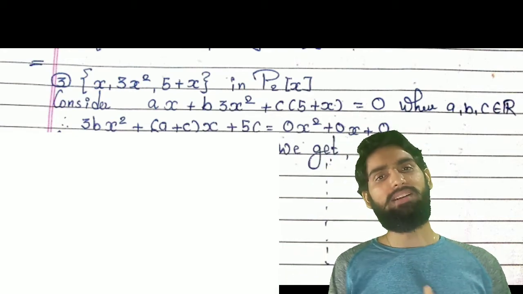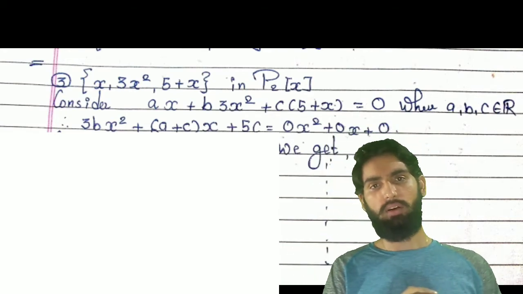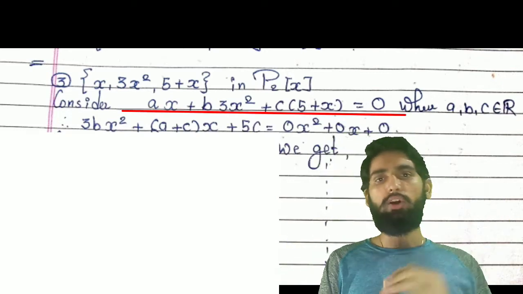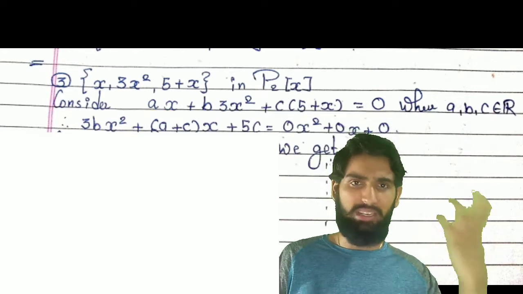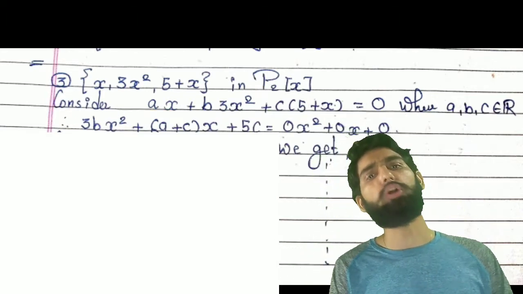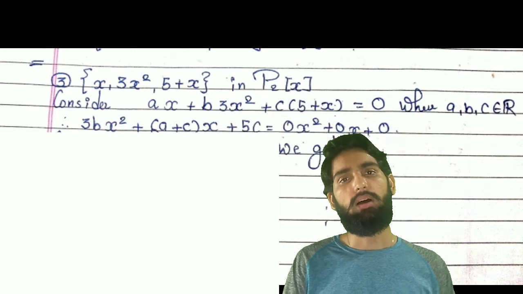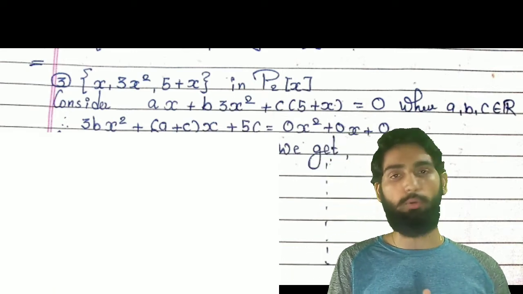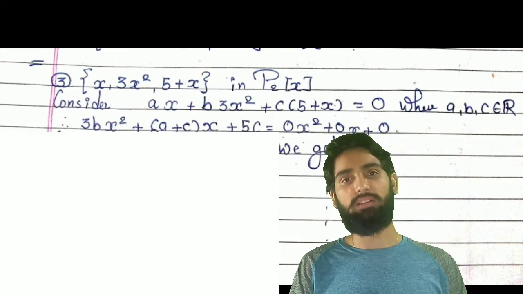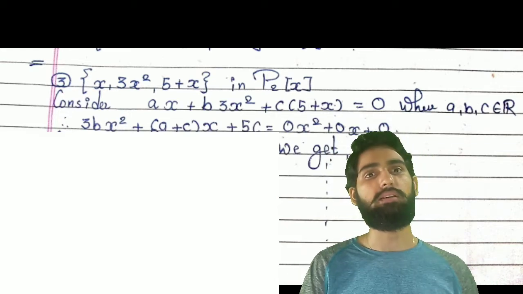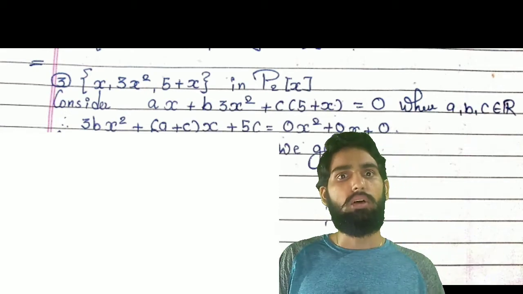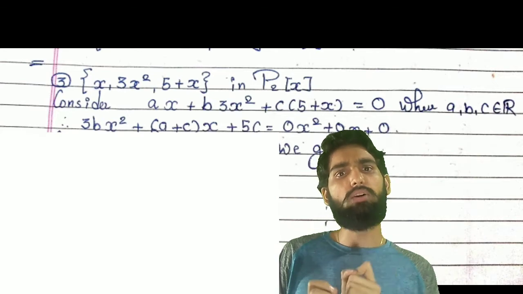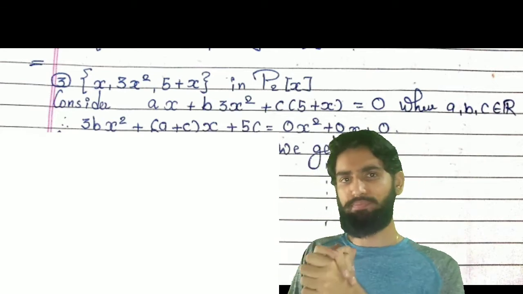What I will do is consider a linear combination. I choose the real numbers a, b, c, and with that linear combination I equate it to the 0 element, that is, the real number 0, or I can say the zero polynomial. So I have taken the elements with the coefficients a, b, c, added them and equated to 0. Now after solving this, if I get values of a, b, c where one of the values is non-zero, then I will conclude that the given set is linearly dependent.